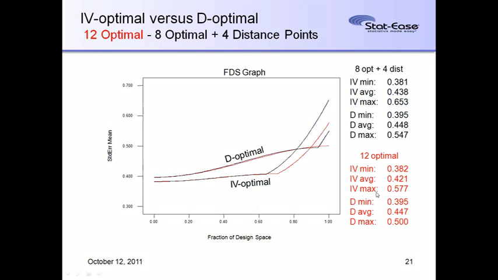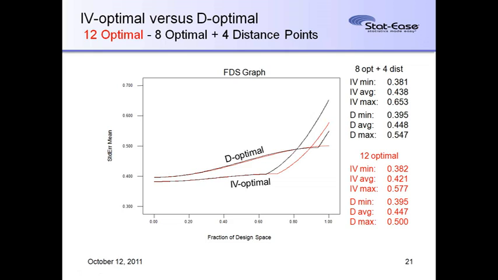Now if we compare that to what we had when we had all 12 points selected optimally, you can see that from a strict optimality criteria, the D design with all the points picked using optimality beats the one where we had 4 lack of fit points. Similarly for the IV, it's quote more optimal when I pick all the points.